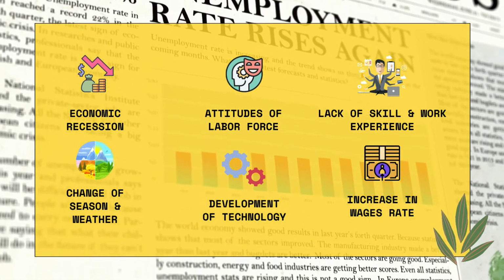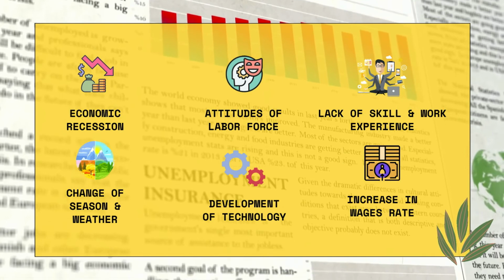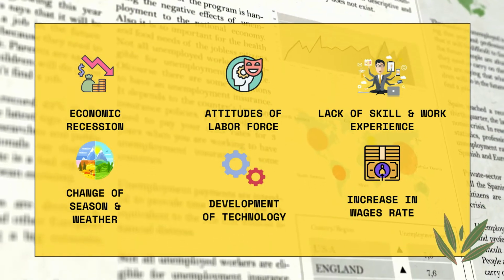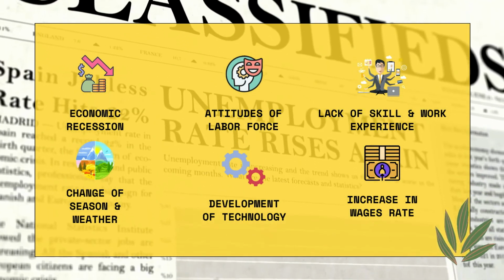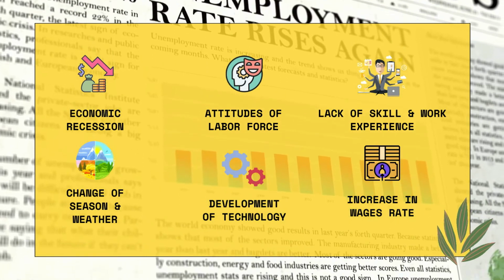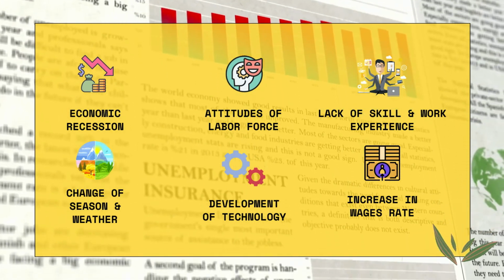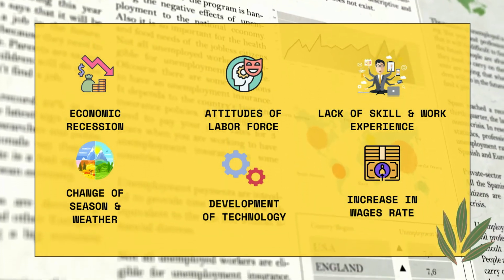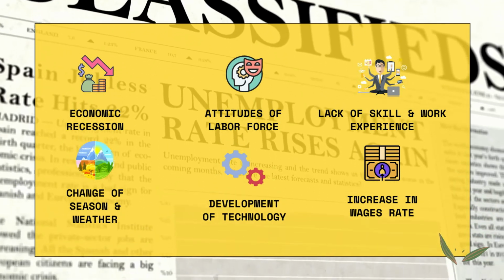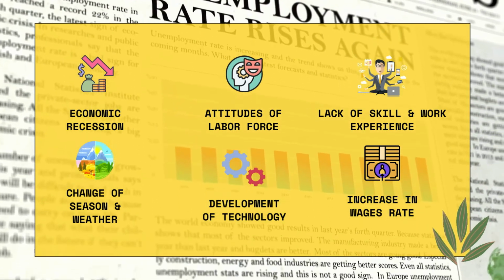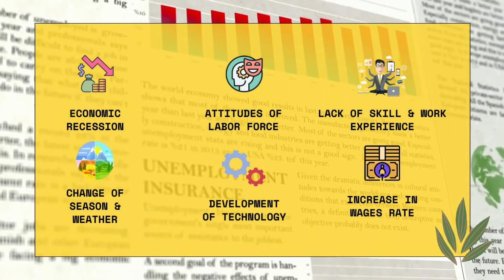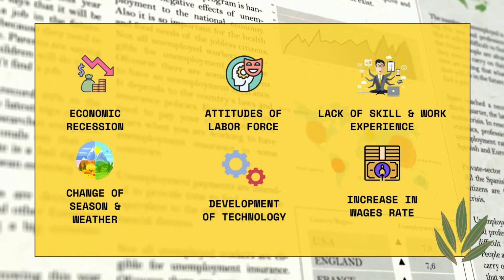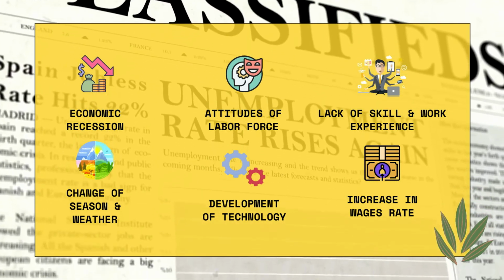The third factor is lack of skill and work experience. An employer prefers skilled and experienced workers because their productivity is higher, and the employer does not need to spend money and time to provide training to them. The fourth factor is change of season and weather. Although Malaysia does not experience seasons like other countries, our country also faces the monsoon season. The fifth factor is development of technology. When modern technology is used, the labor force will be replaced.